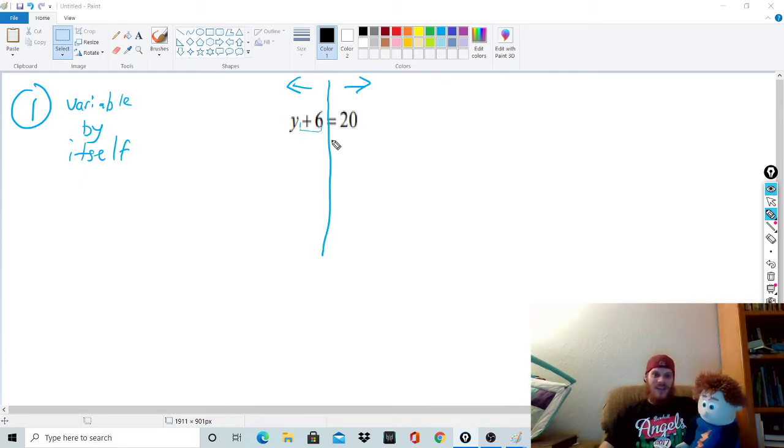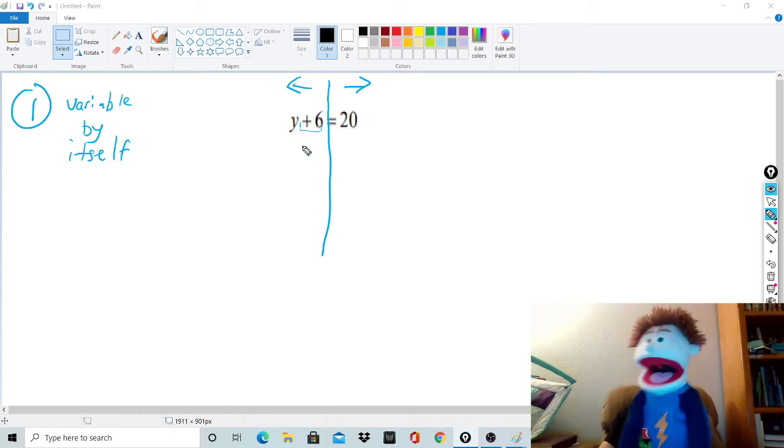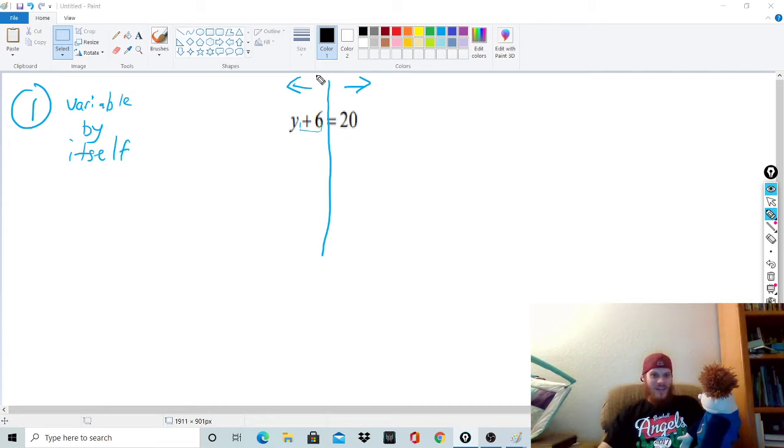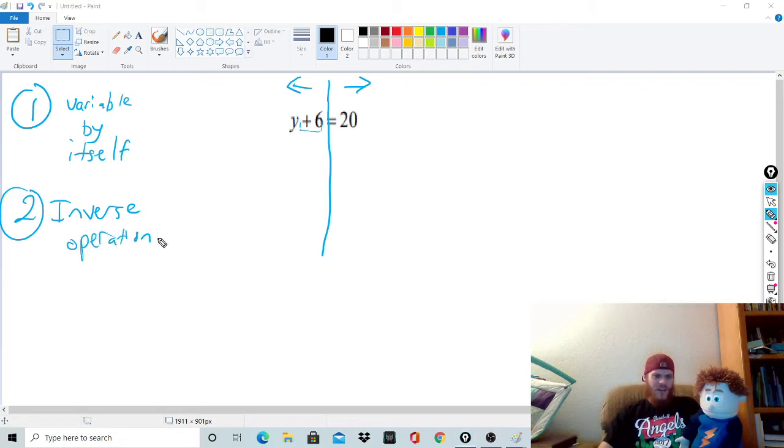So what that means is I have to get rid of this +6. Okay, then just erase it. Well, it's not that simple, right? I can't just erase it, but I can get rid of it by doing what they call its inverse. That's the second thing: you're going to do an inverse operation to get the letter by itself. Now, an inverse operation is pretty straightforward.